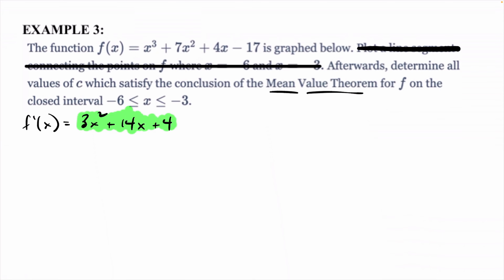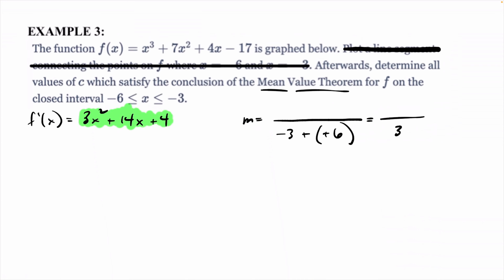Now what's the other thing that I need? Your slope. Yep, rise over run. So it needs to go from -6 to -3. So -3 minus -6 goes on the bottom. So on the bottom, I'm going to get 3. Now I need to know what are the y values for -6 and -3. So this is where I've got to plug in -6 and -3.